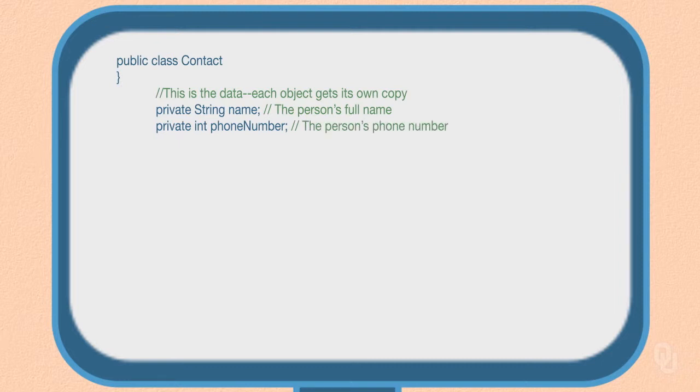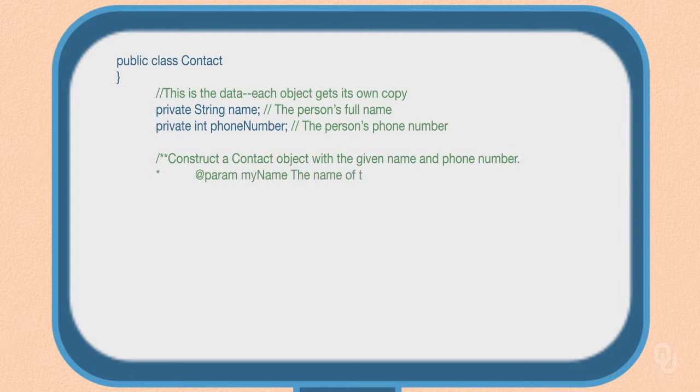The next thing we have is the Javadoc for the constructor. Notice it starts with a /**, uses an @param for each one of the parameters. Constructors don't have a return value, so you won't see @return in the Javadoc.